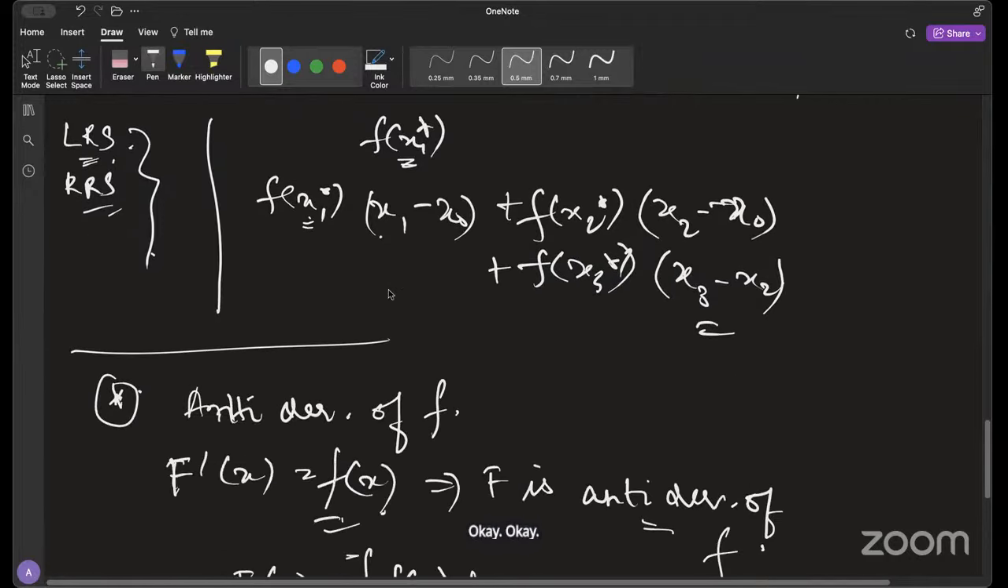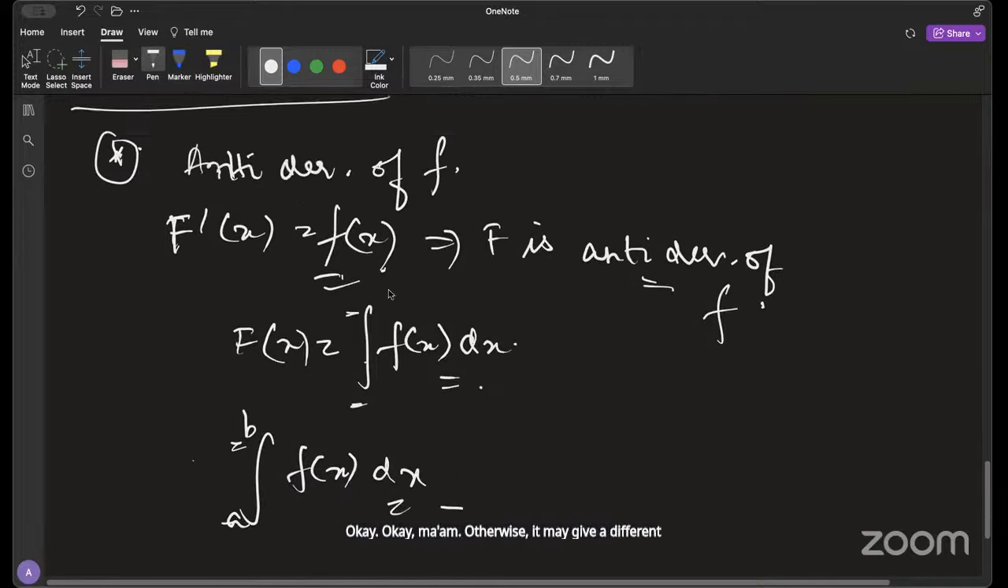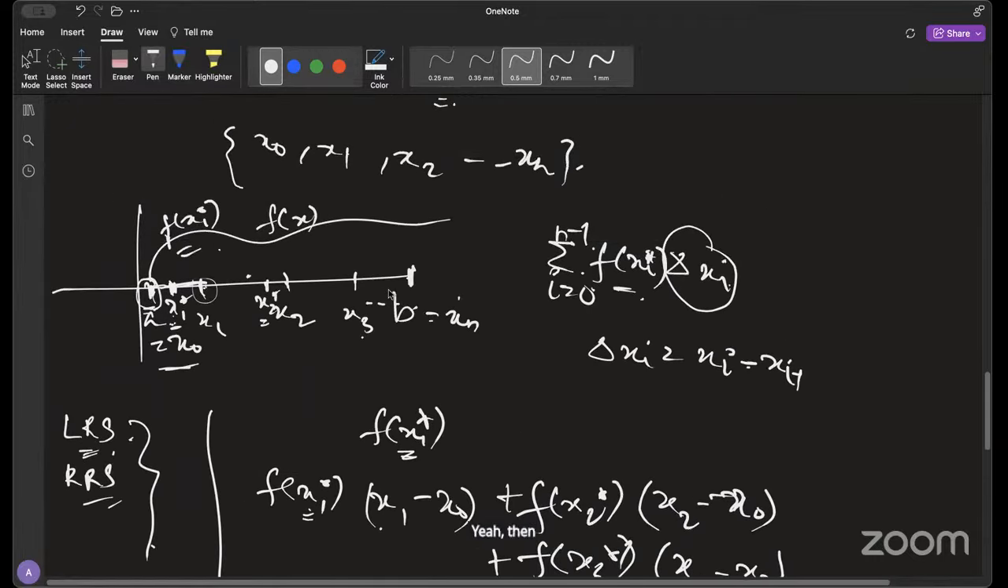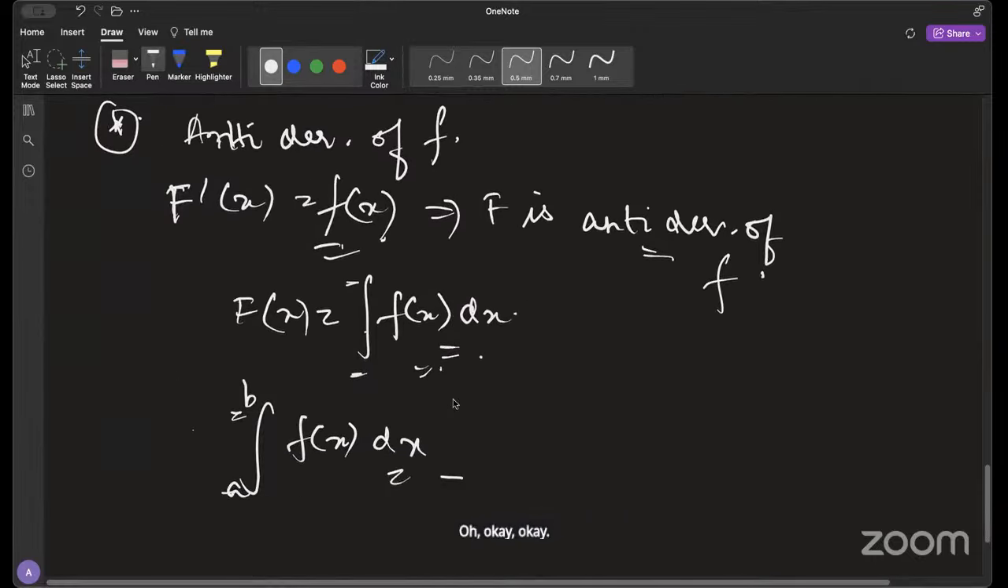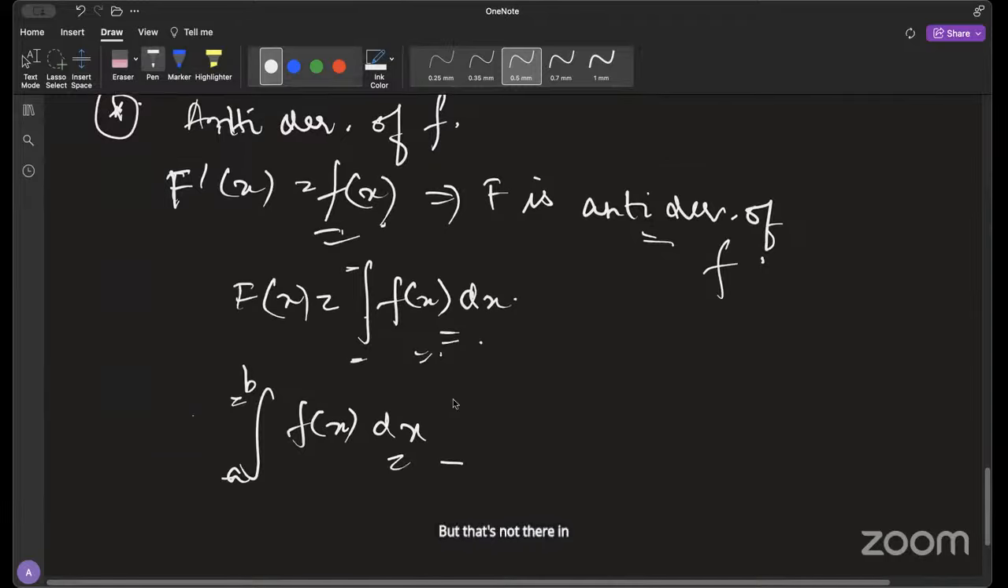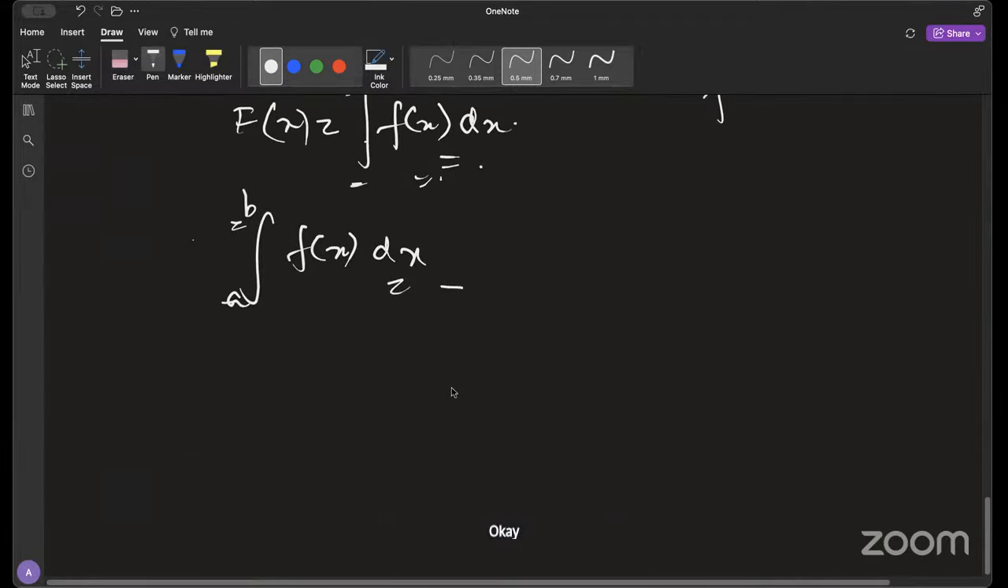Otherwise, it may give a different answer. But then it's not Riemann integrable, so you won't be able to integrate it in the first place. Oh, okay. But that's not there in your course, I guess. Ma'am, I'm not aware. Okay. So yes, if n tends to infinity, then the answer would be the same.